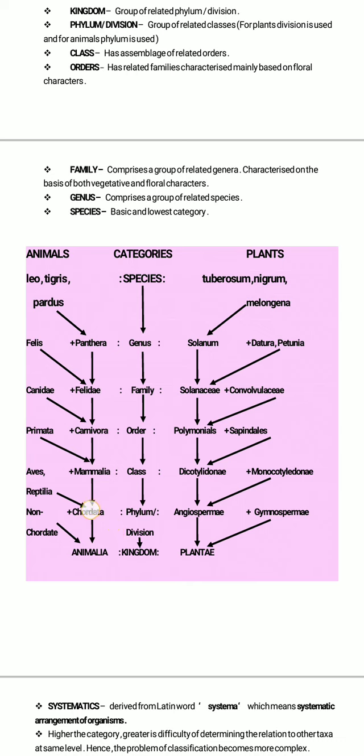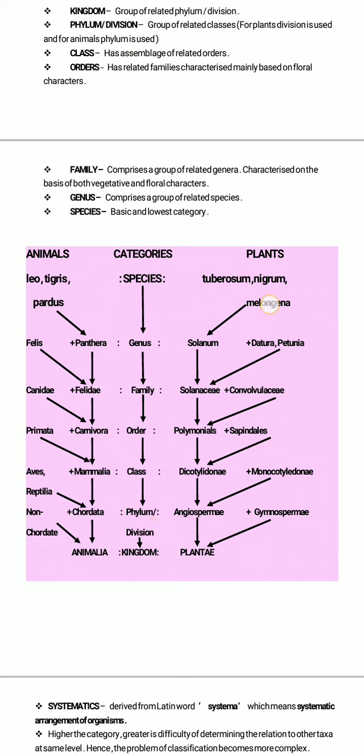Then if you add Aves and reptiles along with Mammalia, you get Chordata. You can also add fishes and amphibians here, and you get Chordata. And if you add non-chordata, you get Animalia, which is the kingdom here. Chordata is the phylum or division, and it leads to Animalia, the kingdom.